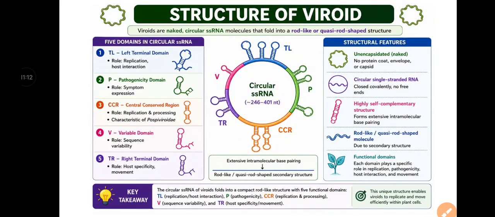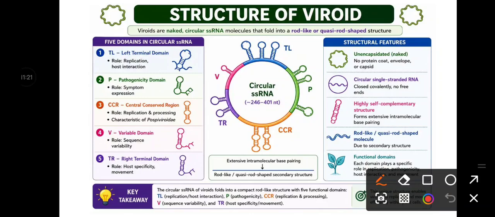Next, about the structure of viroid. As you all know, this is a naked, circular, covalently closed, single-stranded RNA molecule, and it forms a rod-like secondary structure by self-complementarity. Self-complementary means the sequences present inside the RNA join together. They have complementary sequences, so they join, forming these rod-like structures. This is not a perfect rod, it is quasi rod-shaped.